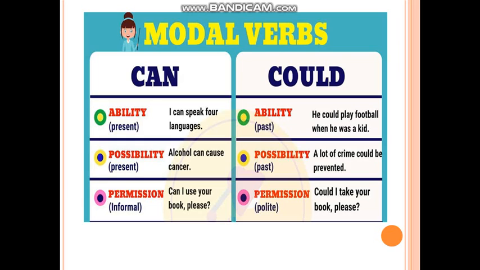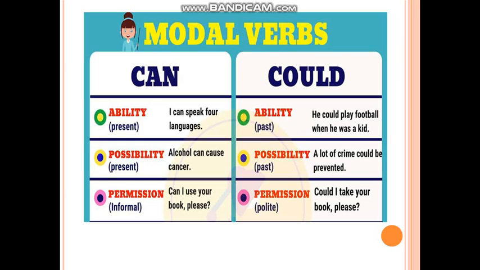The first use of can is ability. When you talk about your ability, you tell your ability to someone in present tense, like I can speak 4 languages. And when you tell about your ability in past tense, for example, he could play football when he was a kid.